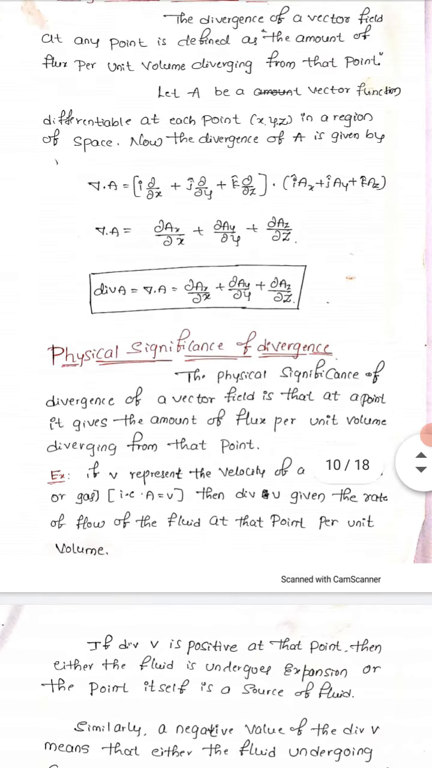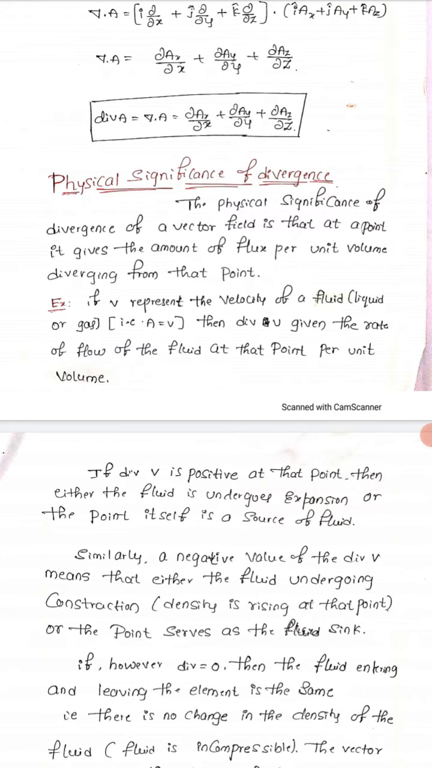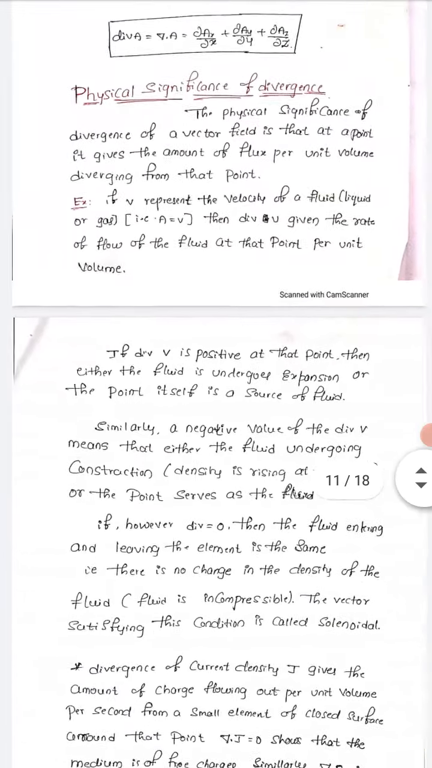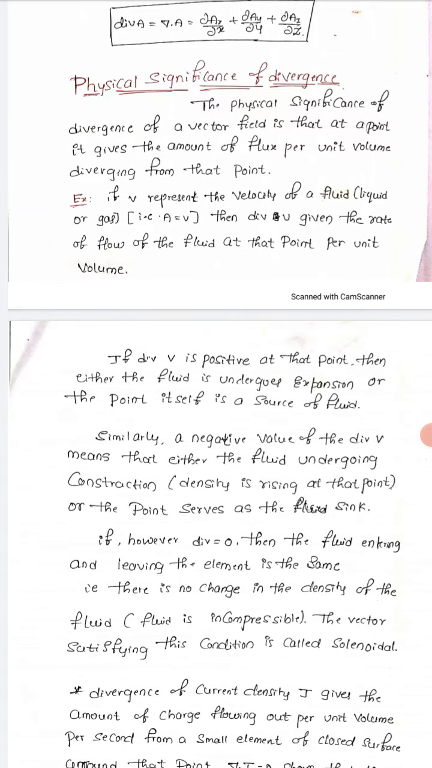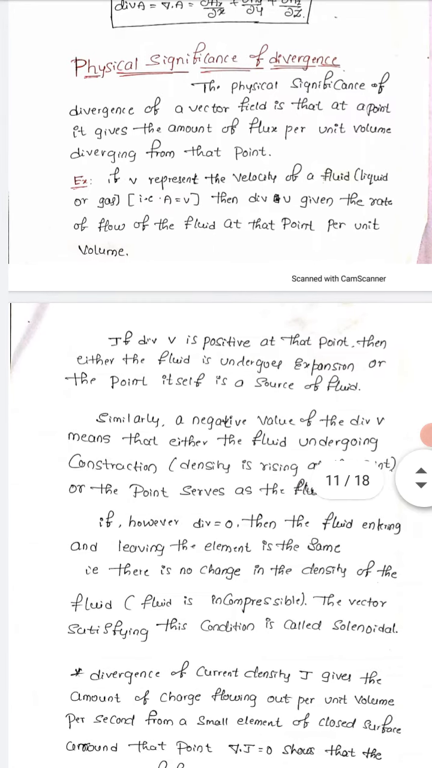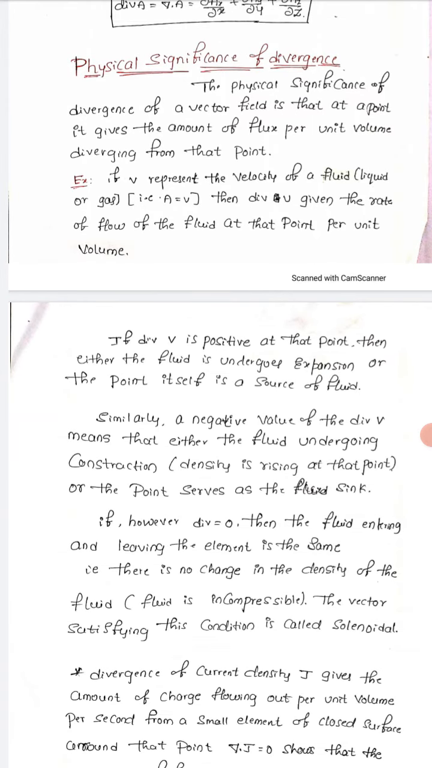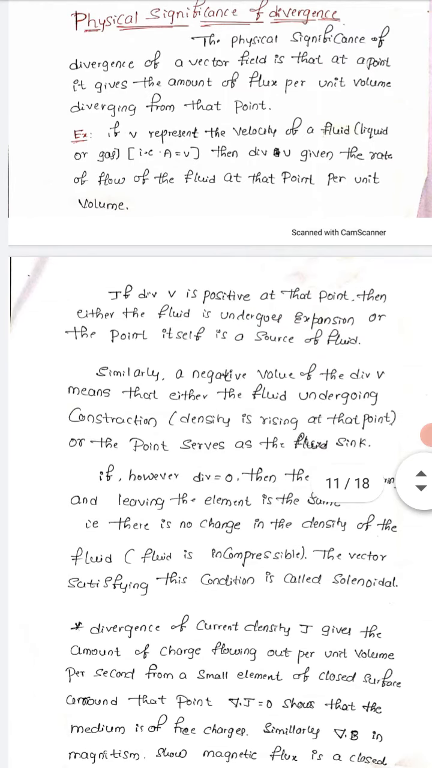Next one is the physical significance of divergence. The physical significance of divergence of a vector field is that at a point it gives the amount of flux per unit volume diverging from that point. For example, if the vector represents the velocity of a fluid, liquid or gas, then the divergence gives the rate of flow of the fluid at the point per unit volume. This is for the example.